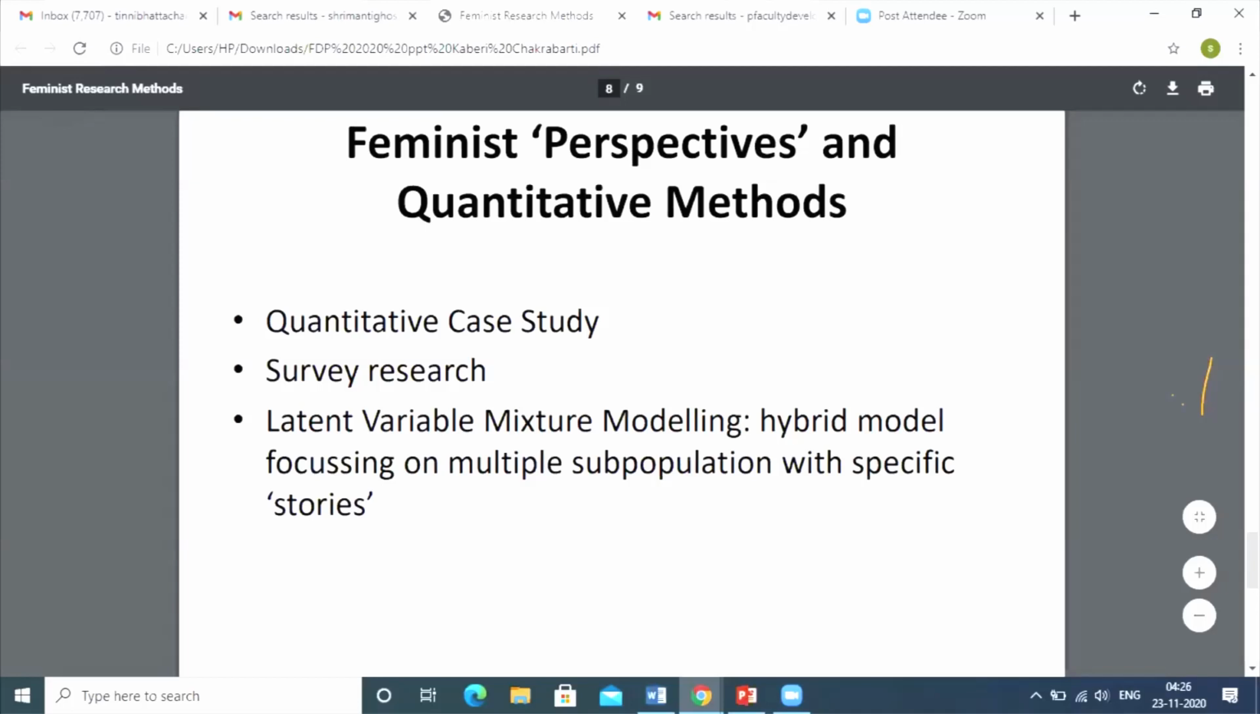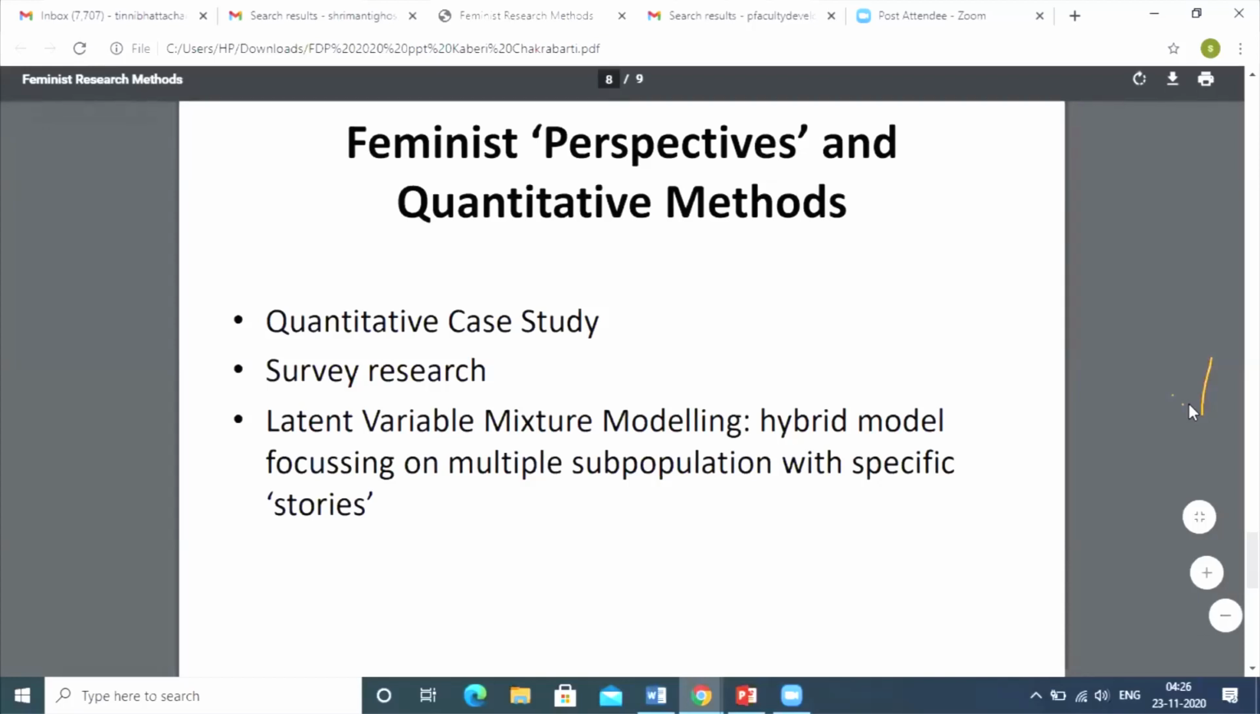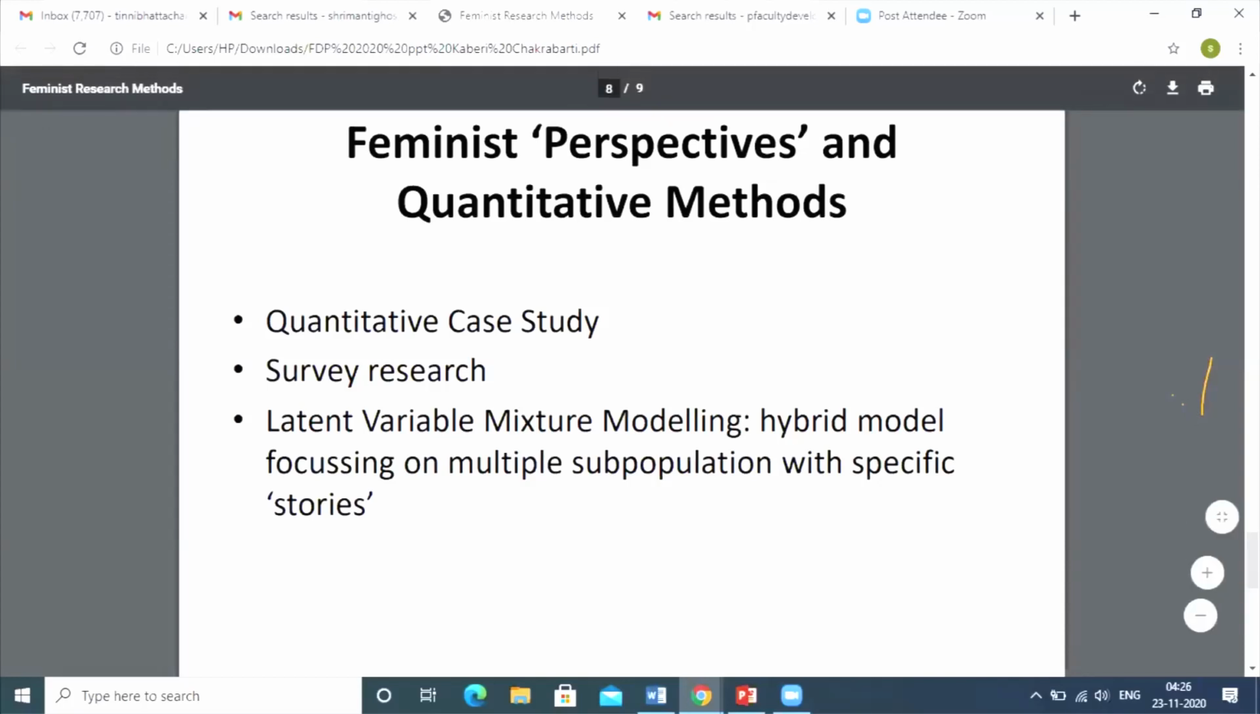One is latent variable mixture modeling, which is a hybrid model that focuses on large population with varieties, diverse subpopulation, and statistical modeling on that, so that one can arrive at general conclusions or general assumptions with individual experiences of subpopulation. The next slides.